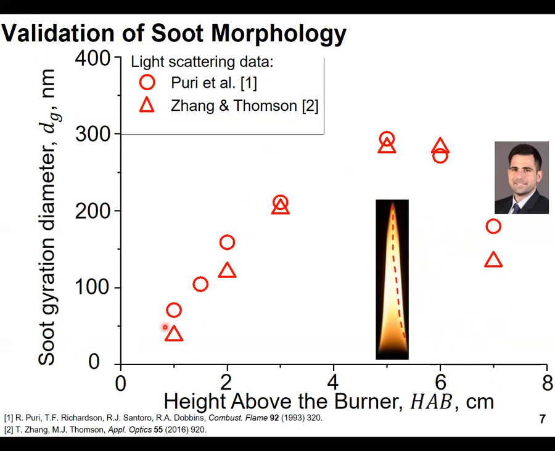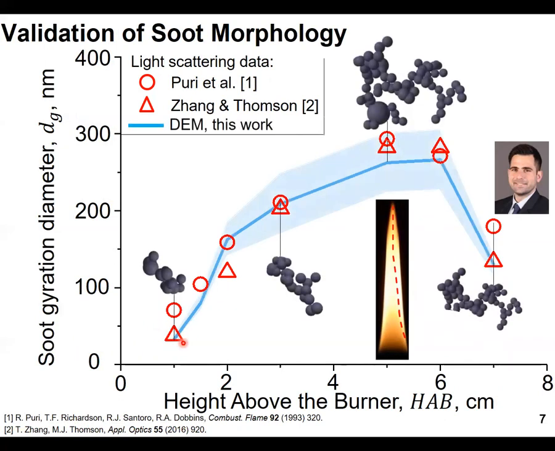The gyration diameter, which quantifies the agglomerate size of soot, increases from about 50 nanometers at small heights above the burner up to 300 nanometers at 5 centimeters height above the burner. And then it starts to decrease down to about 150 nanometers. And here you can see the evolution of the soot gyration diameter obtained by our discrete element model.